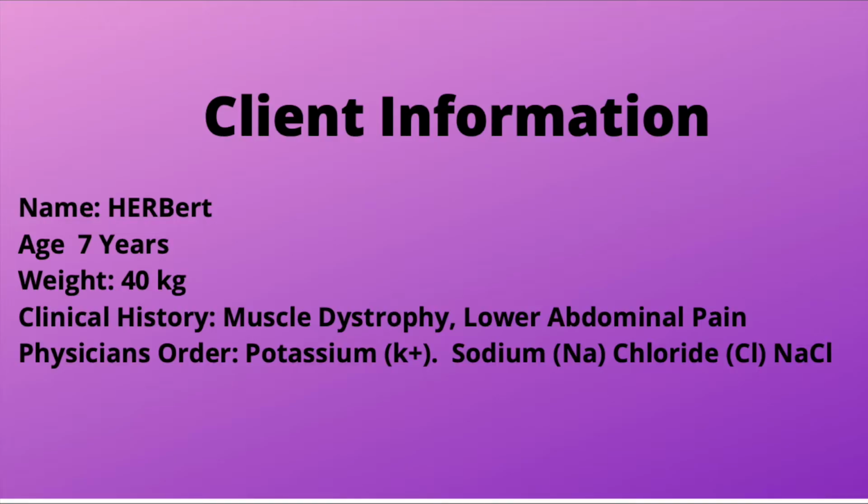In this illustration, we'll be using a young male by the name of Herbal, 7 years of age, weight 40.1 kilograms, with a clinical history of muscle dystrophy and lower abdominal pain, with a physician's order of drips of potassium and sodium chloride. Young Herbal wants to substitute their potassium for an herb. So let's go find out what type of herb is good for his clinical history, and furthermore, how much we should give Herbal.